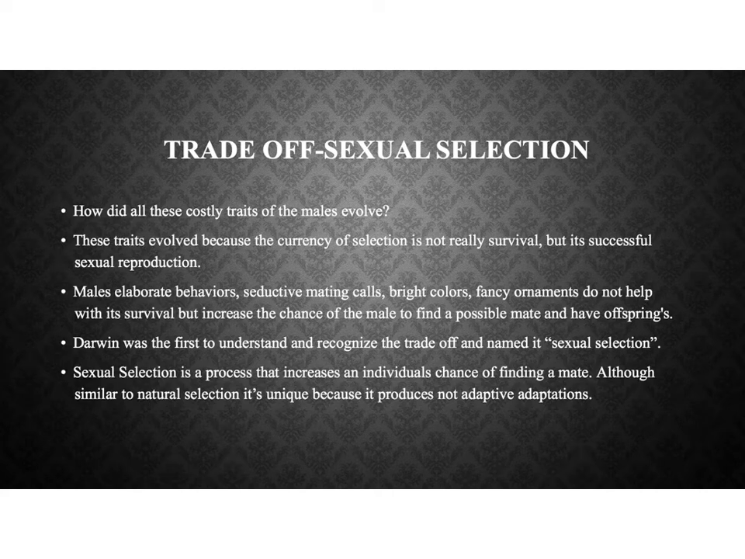How did all these costly traits of the males evolve? These traits evolved because the currency of selection is not really survival, but successful sexual reproduction. Males' elaborate behaviors, seductive mating calls, bright colors, and fancy ornaments do not help with survival, but increase the chance of the male to find a possible mate and have offspring. Darwin was the first to understand and recognize the trade-off and named it sexual selection. Sexual selection is a process that increases an individual's chance of finding a mate. Although similar to natural selection, it's unique because it produces maladaptive adaptations.